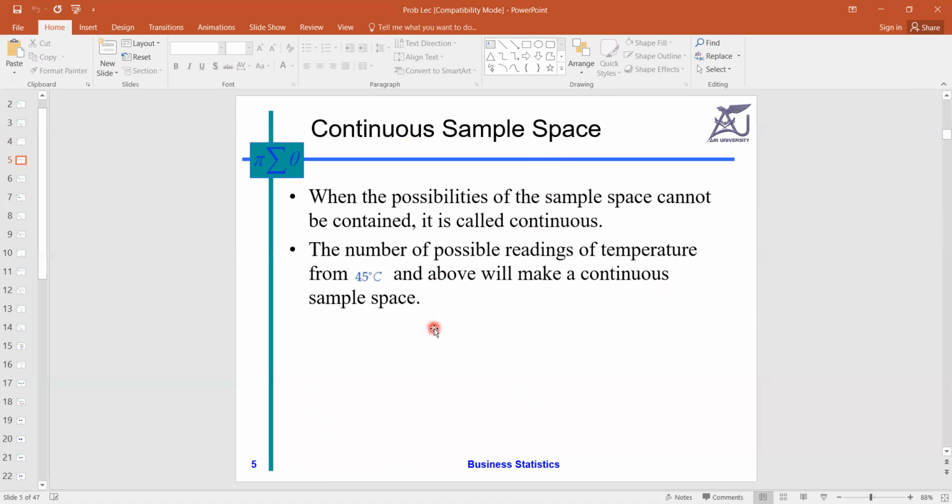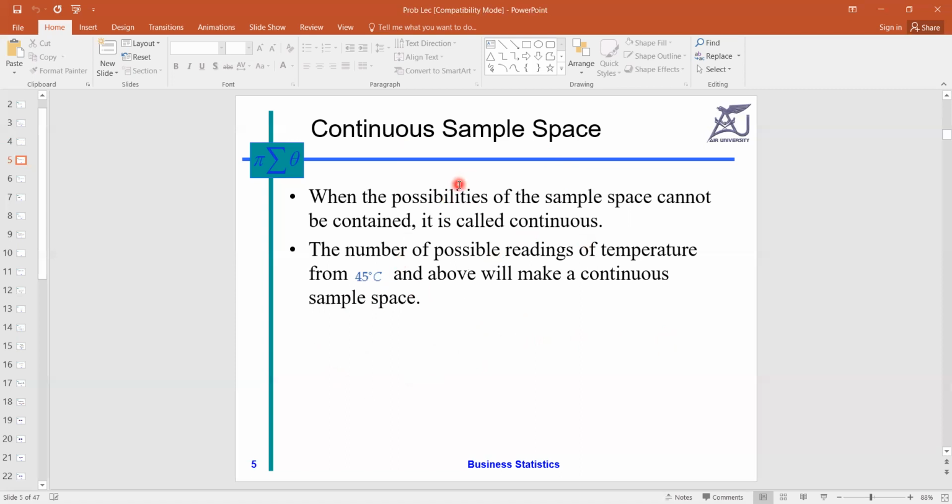Still, we can make the sample space. We can start with the notation S and start writing elements in curly braces like 45 centigrade, and so on, dot dot dot, till where we end. We don't know about this, but we can make the list of this.